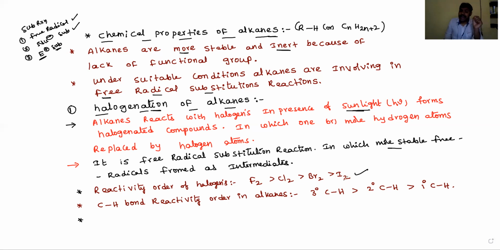Now, the carbon-hydrogen bond will cleave, and then the hydrogen atoms are replaced by halogen atoms. Which bond breaks very easily? Which carbon-hydrogen bonds are more reactive in alkanes? The tertiary carbon-hydrogen bond is more reactive than the secondary C-H bond, and then the primary C-H bond, dear students.